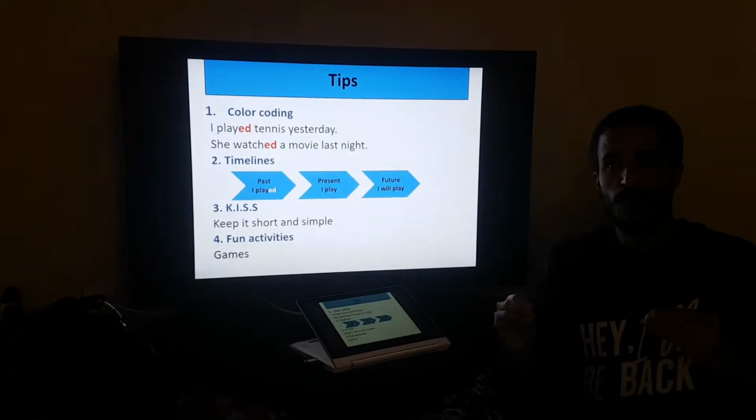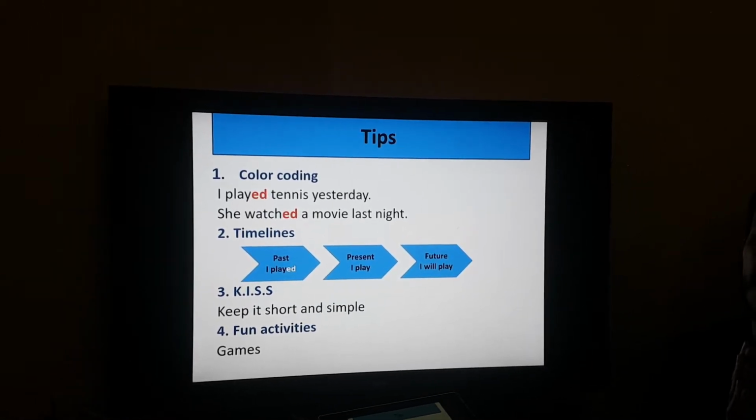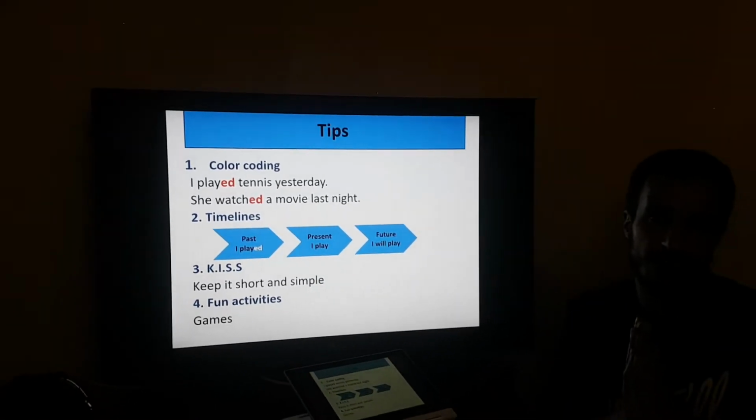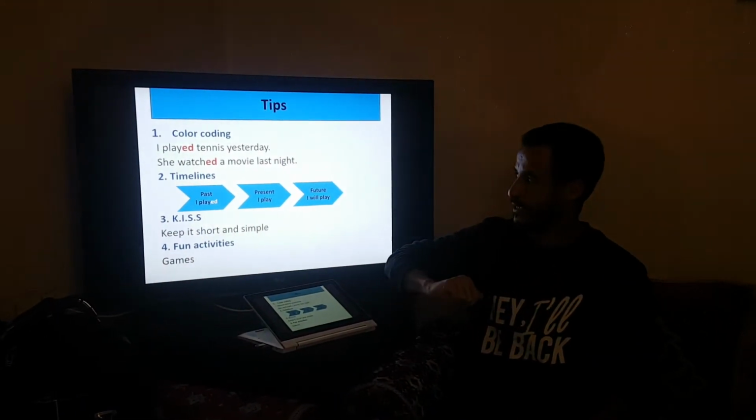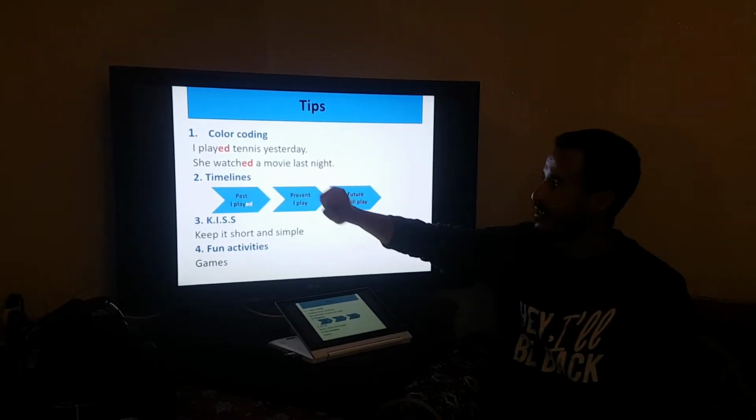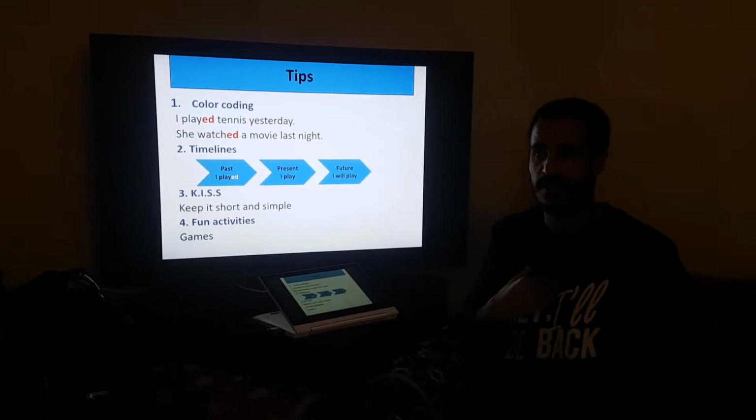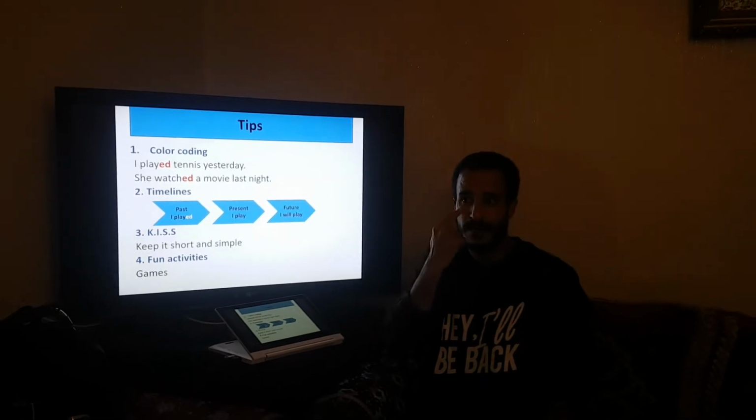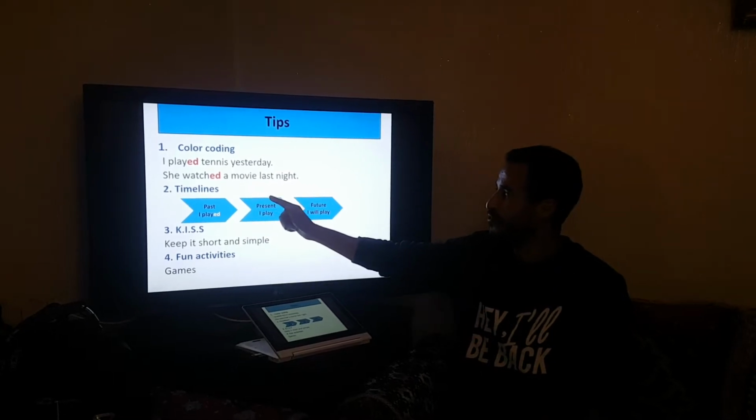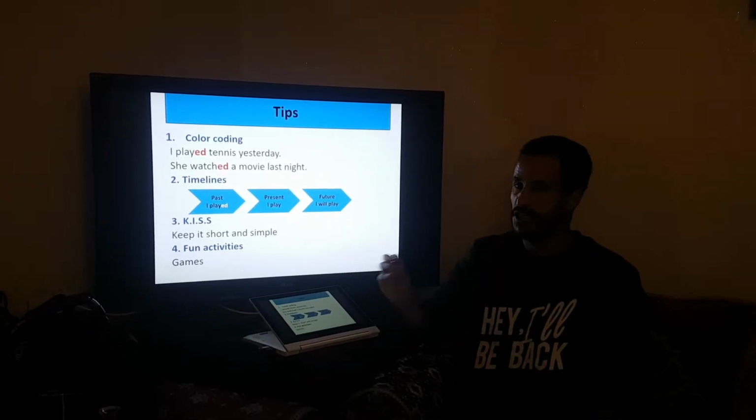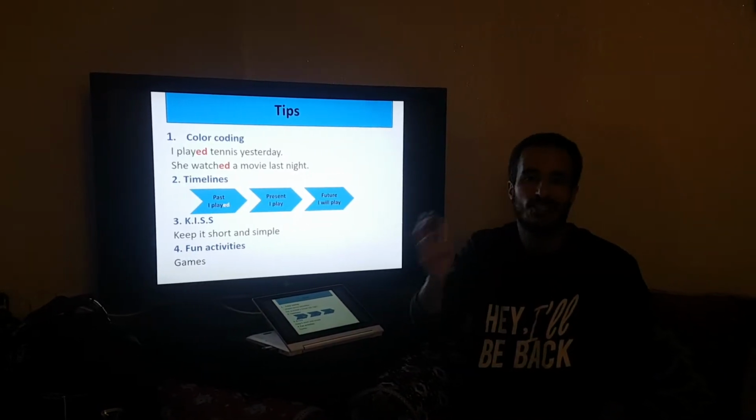Now, when we are teaching grammar, something very important is how you can help students discover or observe the form or the structure, and how you can help them enjoy using that structure. Number one, color coding. Here I colored the ed form, the past form. I played. I did not tell my students that the past of play is ed, but they observe it by themselves. I played tennis yesterday. She watched a movie last night. Color coding is a way of helping students to discover the rule or the form, to highlight the structure.